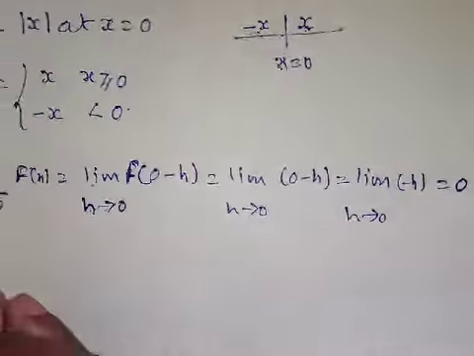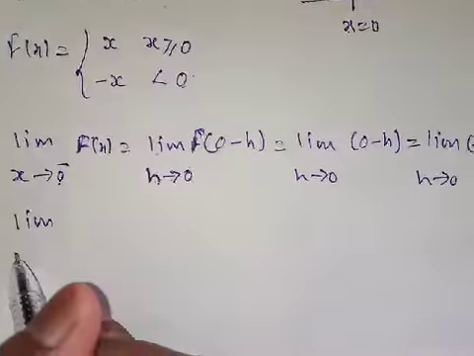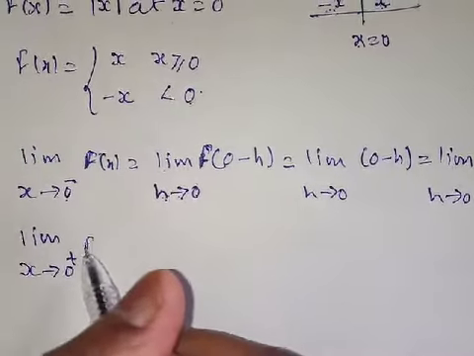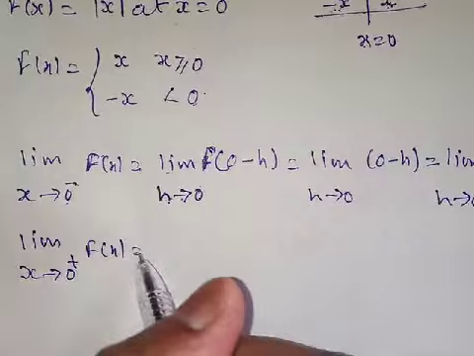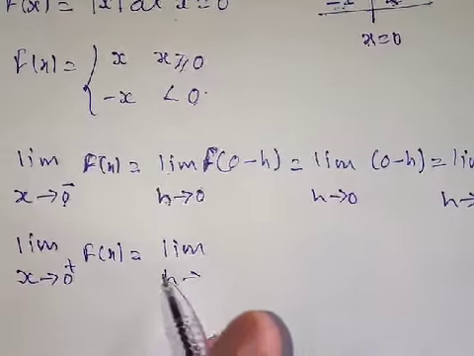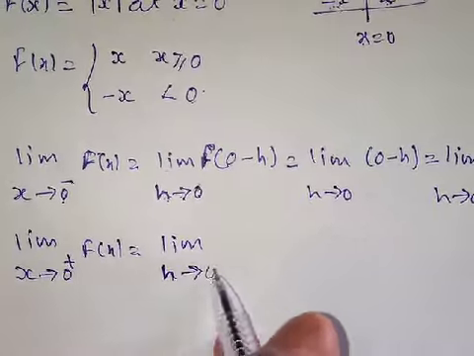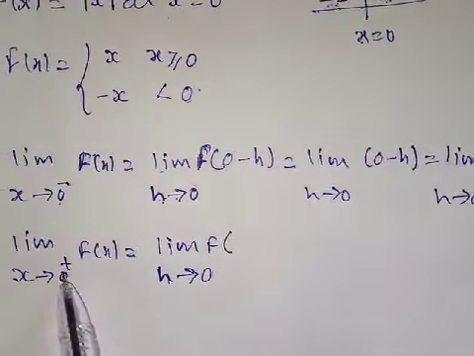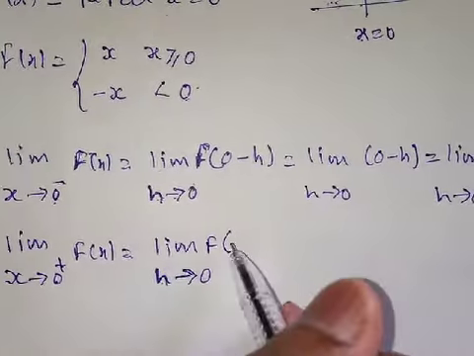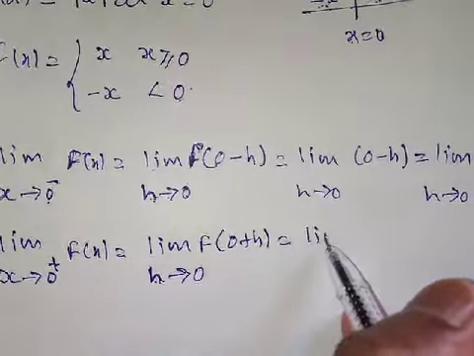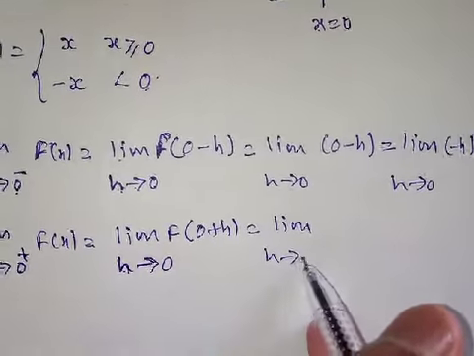Then limit h tends to 0 plus f of x. Then we'll write limit h tends to 0 of the function f. How will we write it now? 0 plus h. So it will be 0 plus h. Then again limit h tends to 0.